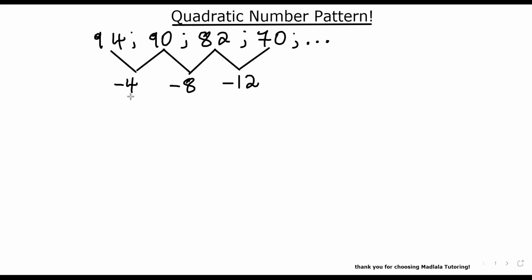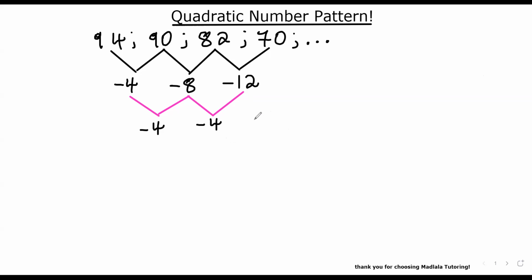All right, and then we come back and find the second difference, because we understand that a quadratic number pattern is characterized by a second constant difference. So when we say negative 8 minus negative 4, we simply get negative 4. The same applies if we say negative 12 minus negative 8. So indeed, we have the second constant difference. But remember, we want to find the next two terms. So how do we do that?